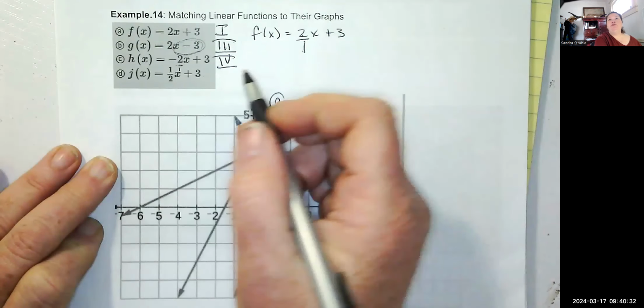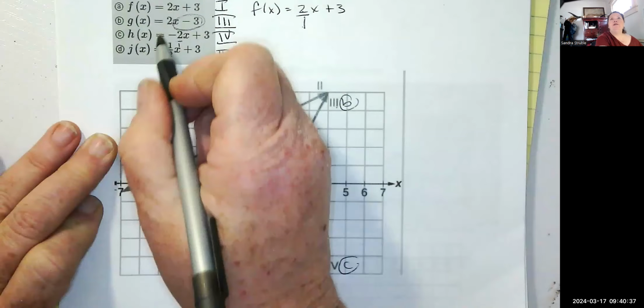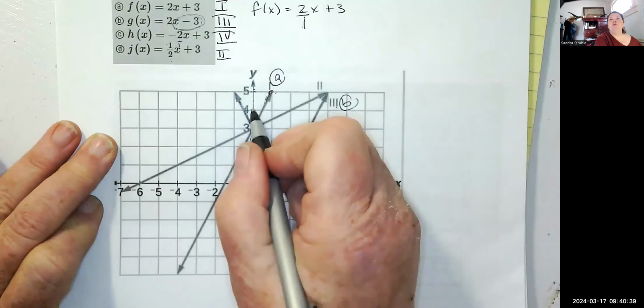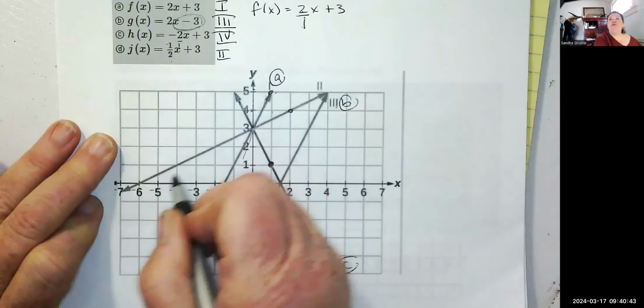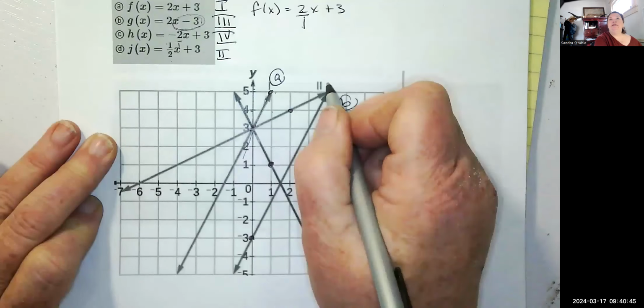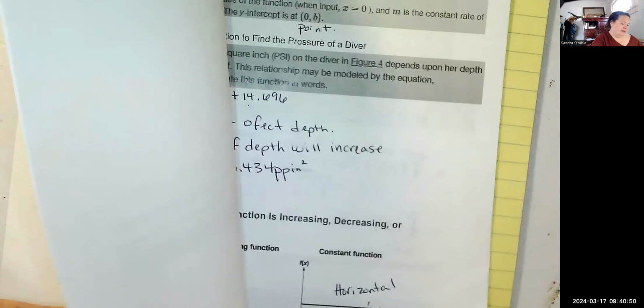I understand that we already know the last one is 2, but let's just verify. We're starting at 3. We're going to rise 1 and run 2. Rise 1, run 2. There's our point, and that proves that 2 is D. All right. Moving on to the next.